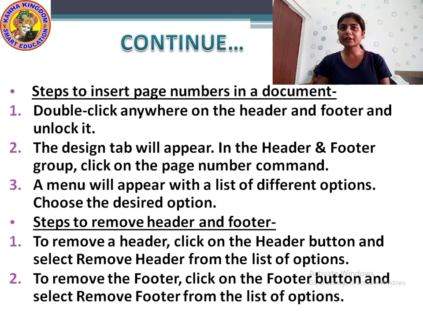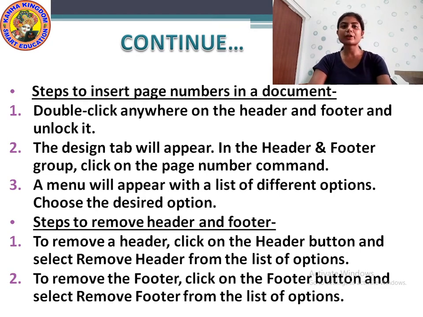In the header and footer group, click on the page number command. A command group will appear where you will click on the page number command. And a menu will appear with a list of different options. Choose the desired option, and when you click on the page number command, the different options will appear, and then you can choose any desired option you want to. Understood?